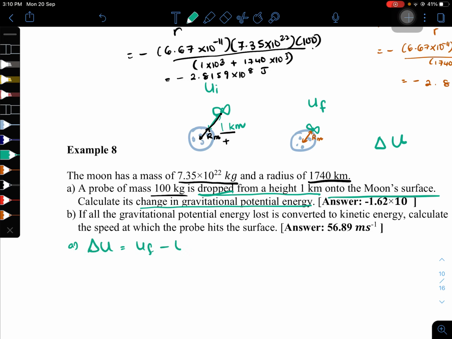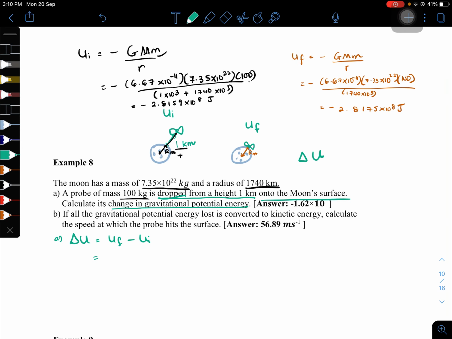Okay, so we know that delta U is actually final minus initial. So U final is what? Negative 2.8175. Okay, just put the numbers back and then minus this value over here, 2.8159 times 10 to the power of 8. Okay, and then your answer would be negative 1.60 times 10 to the power of 2 joule, I think. Yeah, so this one will be 10 to the power of 2 joule. Okay, so that is the answer for A.